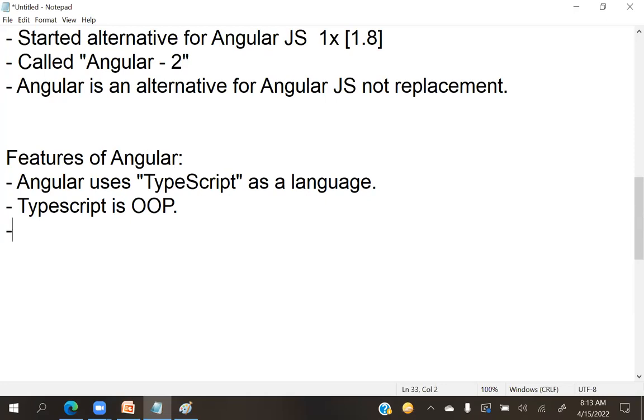Another important feature is that Angular is a complete developers platform.